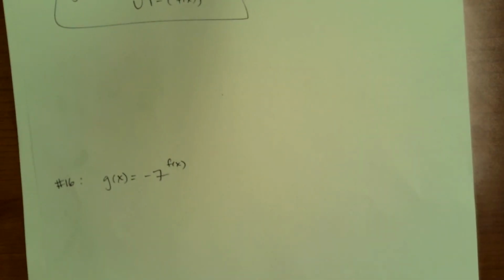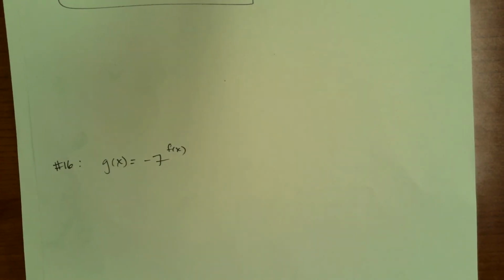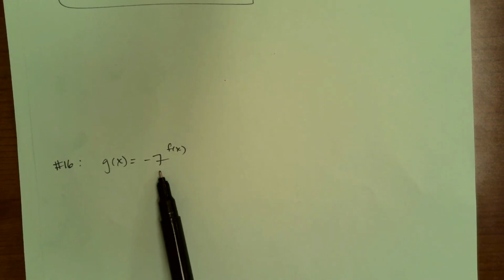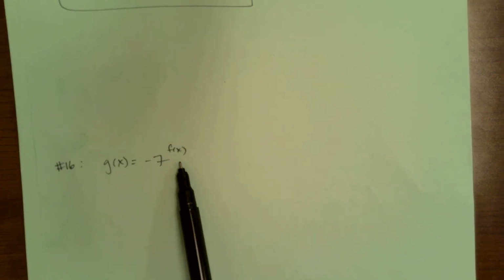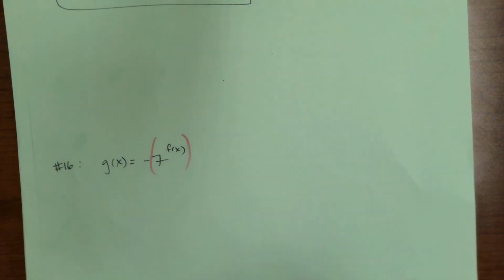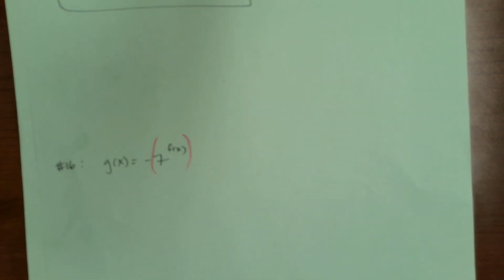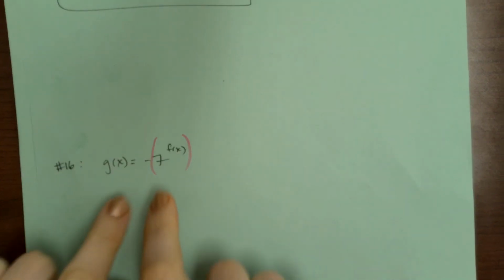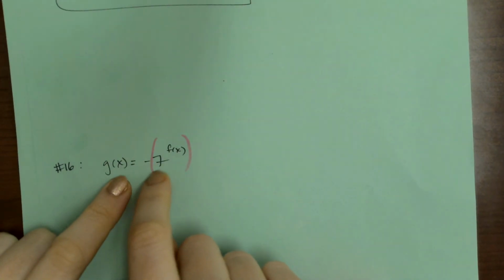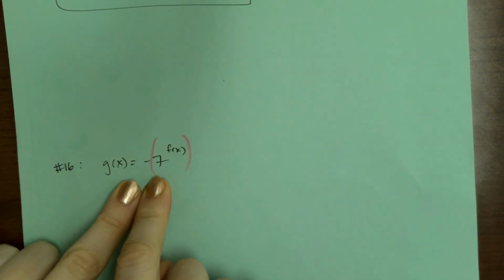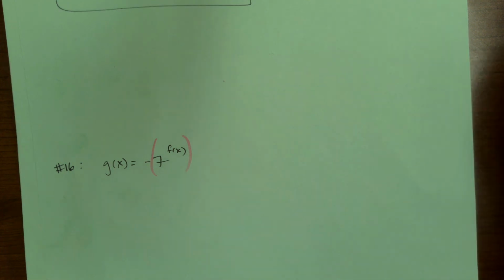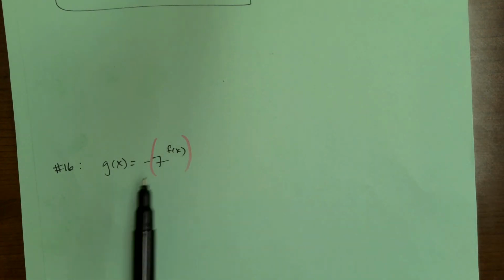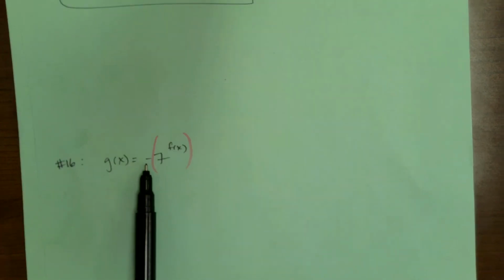Alrighty, and we've got this one more. Okay, so here we've got -7 raised to the f of x. Now guys, it's important to notice this negative is not part of the base, okay? That negative is not part of the base. If it were, there would be parentheses around the -7. So that negative is not part of the base. It's a coefficient or a constant multiple.